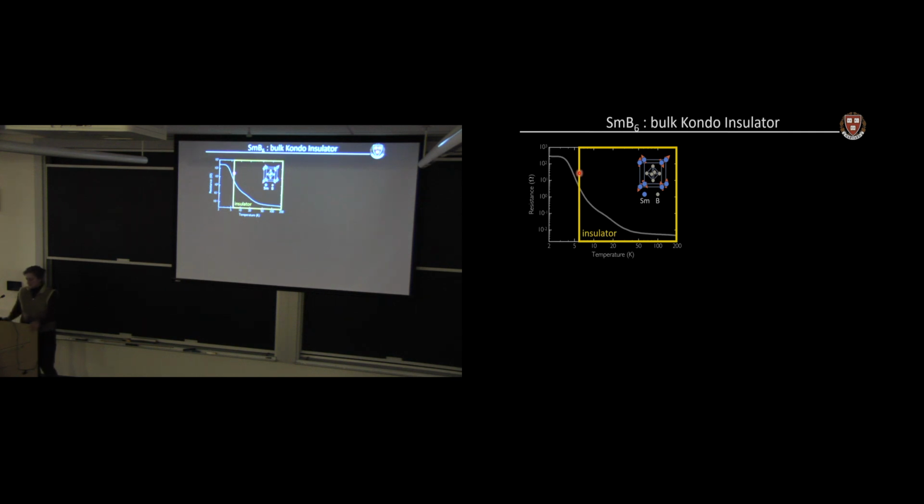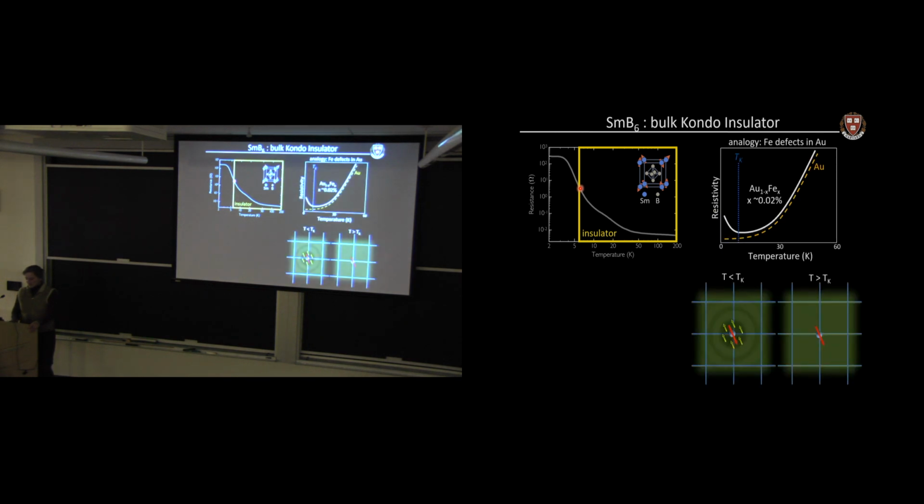let me talk about the insulating state first. So the part that we understand, the insulating state here, where the resistance is starting to rise, is happening because this is a Kondo insulator. So it's a different kind of insulator. It's not a band insulator like I showed at first. It's a strongly correlated insulator.